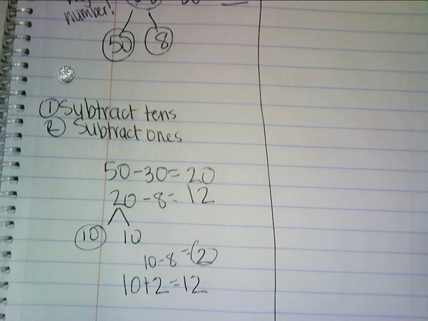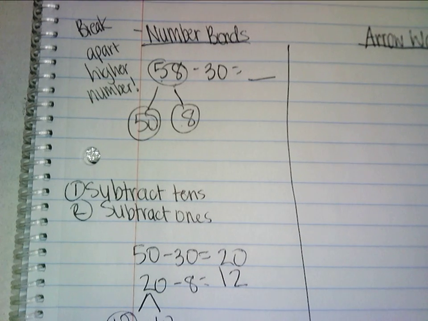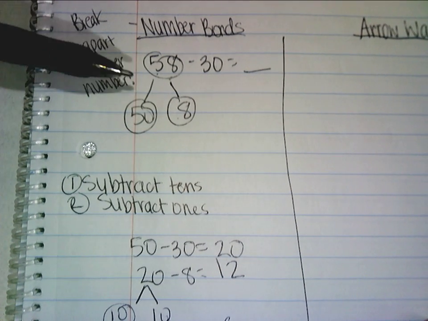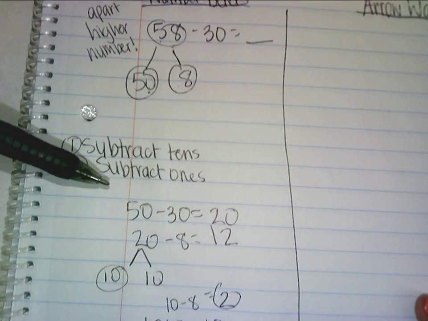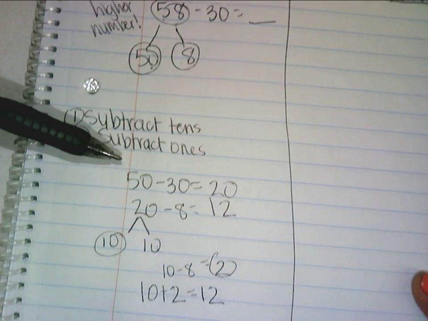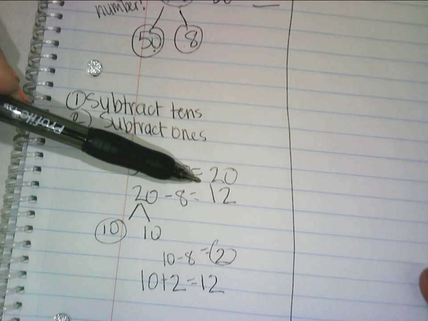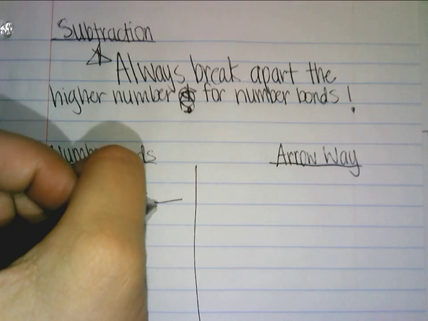So, same thing as number bonds with addition. You break apart the higher number this time for subtraction, and then same thing. You subtract the 10s and then you subtract the 1s. Okay? And then that will provide you your answer, which was 12.